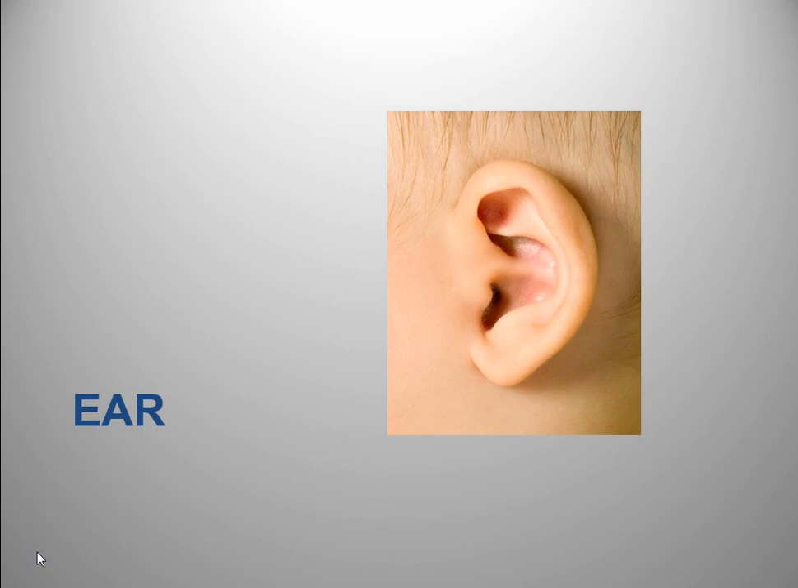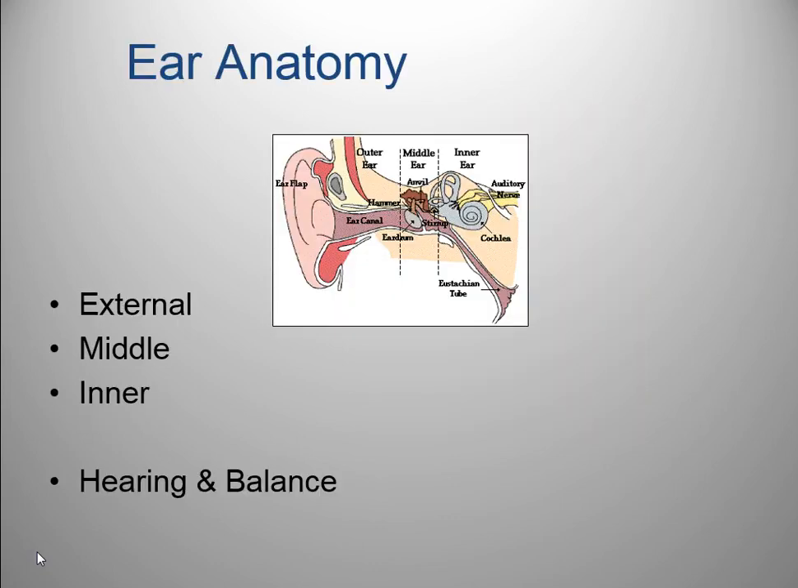Moving on to ears. This is a cute little ear of a little baby. Here's the ear. What do you hear in the ear? So you have your ear anatomy. You have an external ear, a middle ear, and an inner ear. And I think you all probably know by now that the ear is mostly responsible for hearing and balance.